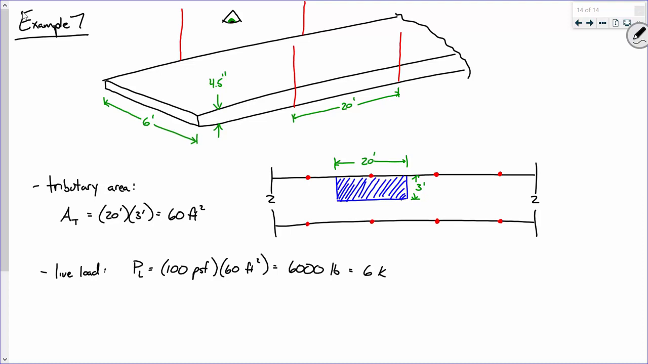So help me out. I have a unit weight, which is 150 pounds per cubic foot. How am I going to use that? What am I going to do? You tell me.